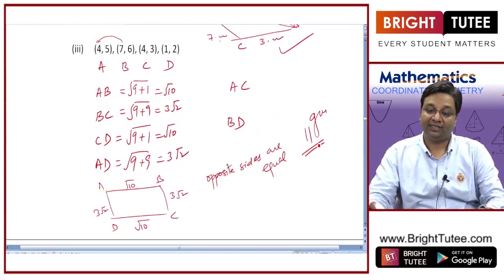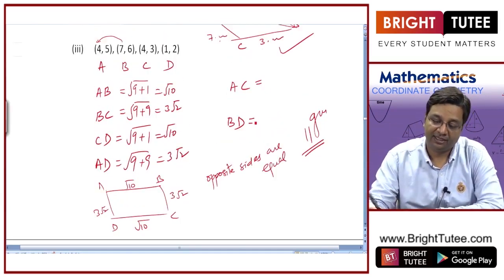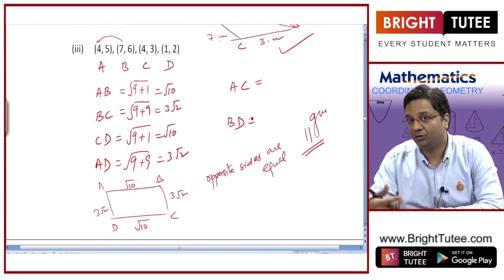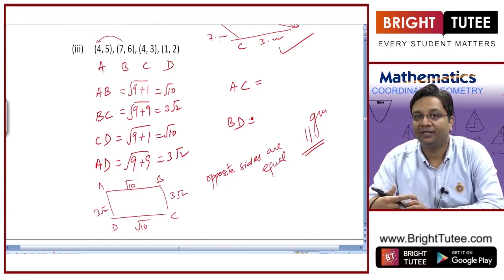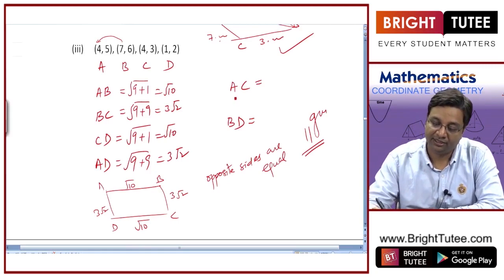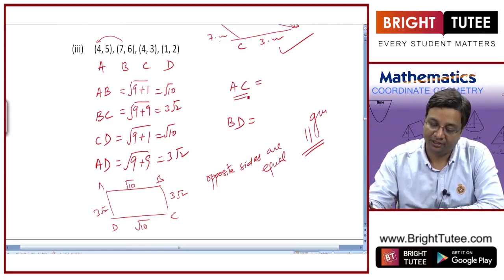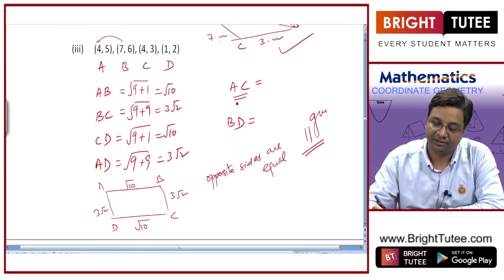Now we need to check the diagonals, right? It is clearly a parallelogram, but if the diagonals are also equal, then we will say that it is a rectangle, right? So let's check the diagonals first before commenting on the final answer.